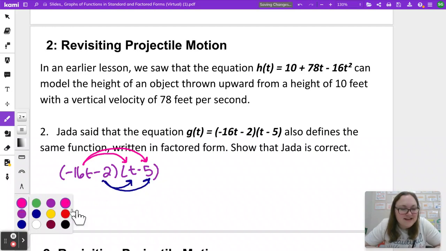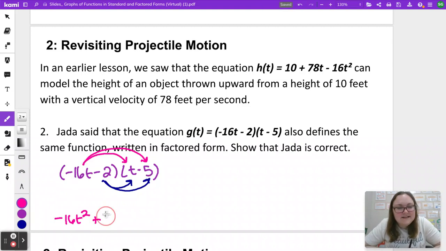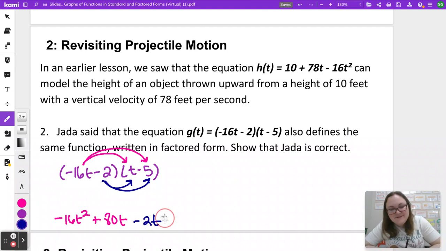And so when we do that, negative 16t times t gives us negative 16t squared. Negative 16t times negative 5, we can do that in parts. Negative times negative gives us positive. And then 16t times 5 gives us 80t. Then we distribute the negative 2. Negative 2 times t is negative 2t. And negative 2 times negative 5, negative times negative is positive, and 2 times 5 is 10.